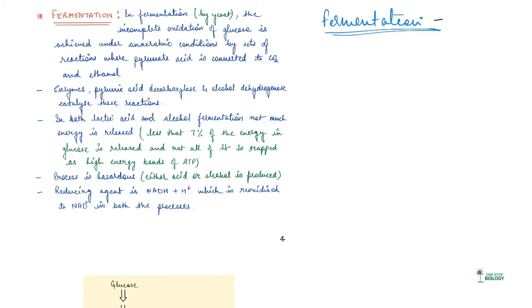So here again, in the last video, we understood the process of glycolysis, where we understood how glucose or fructose is converted to pyruvic acid. Now, after that, we said that this pyruvic acid is later on converted and broken down into even simpler forms. So one of the processes of breaking down pyruvic acid is fermentation.